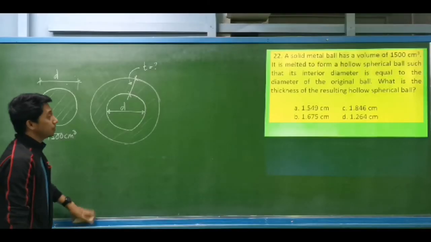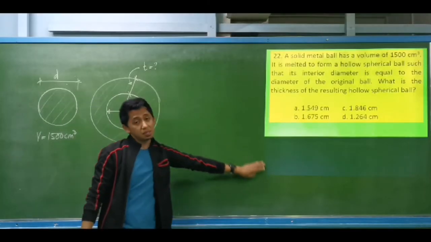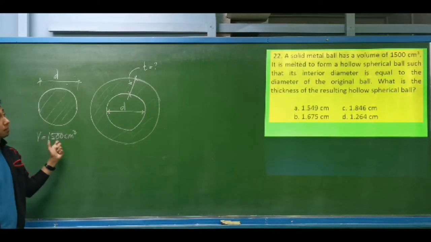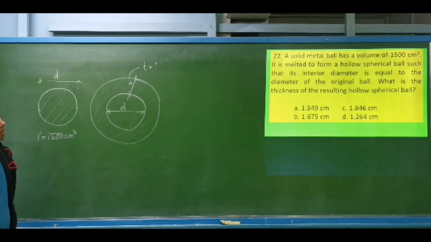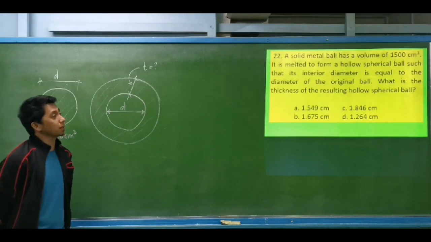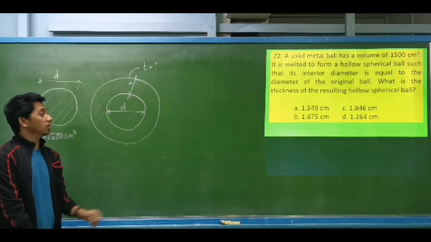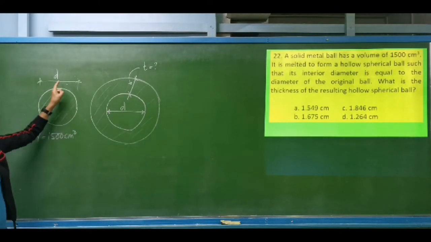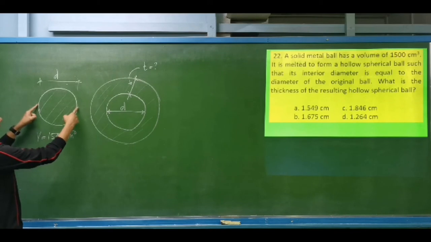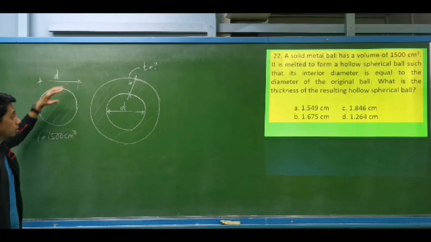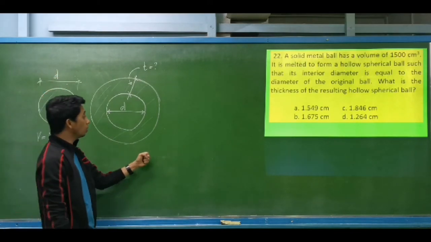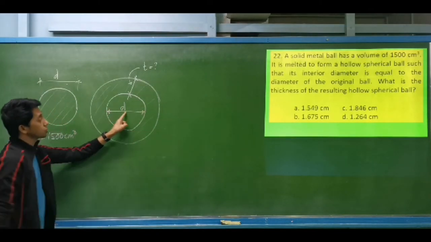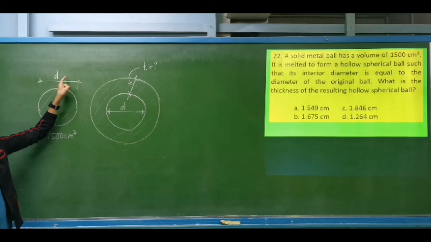And let's try problem number 22. Sabi niya dito, a solid metal ball has a volume of 1,500 cubic centimeters. It is melted to form a hollow spherical ball such that its interior diameter is equal to the diameter of the original ball. So ito yung solid ball natin, let's say yung diameter niya is D, i-melt para gumawa ng hollow, tapos yung empty space sa loob is the same diameter as the original ball.